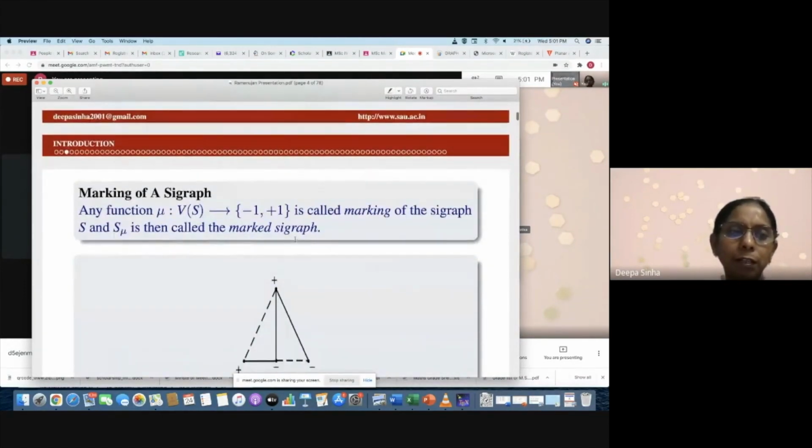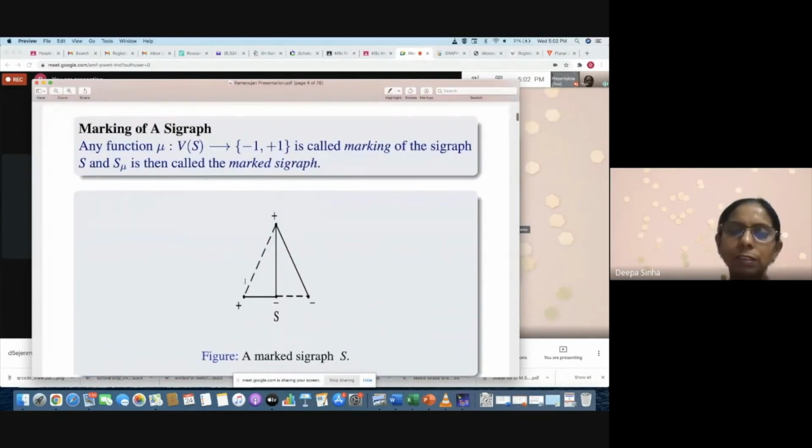A marking of a signed graph is a function mu on the vertex set going to plus 1 and minus 1. It is called a marking of a signed graph S, and the marked signed graph with this marking is denoted by S mu, which is called the marked signed graph. So the vertices are receiving plus or minus. Any vertex could receive plus 1 or minus 1.